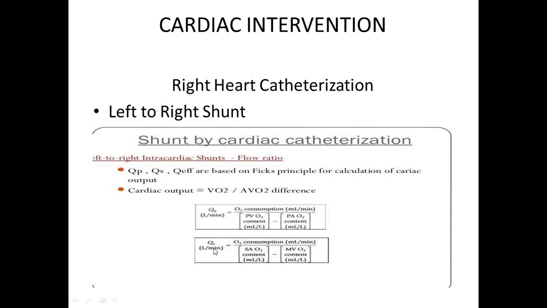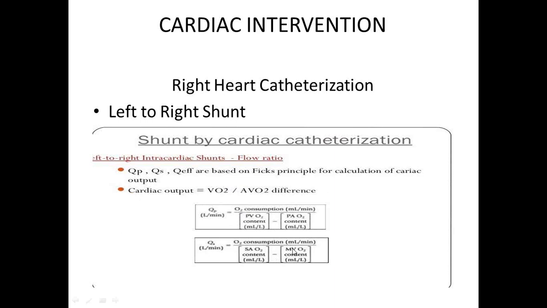For your systemic blood flow, it is oxygen consumption divided by the arterial oxygen content minus your mixed venous oxygen content. And your mixed venous oxygen content is the oxygen content in the pulmonary trunk.